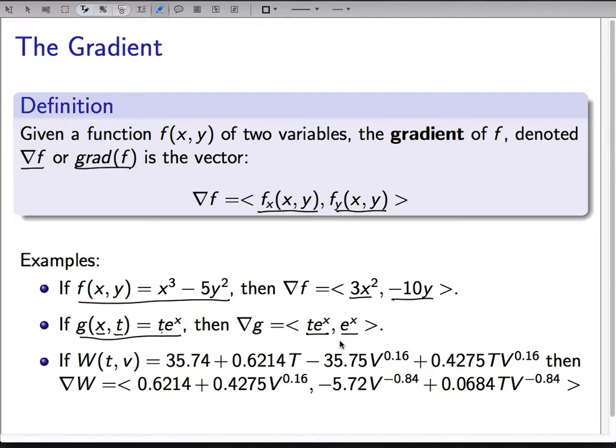If we look at the example for the wind chill function we've investigated a couple times before. We've computed those derivatives before, so I won't go through the details, but this is the derivative with respect to t, and this is the derivative with respect to v, so we just comma separate those to make the gradient.